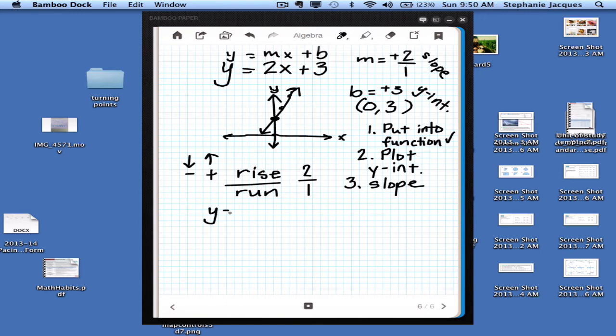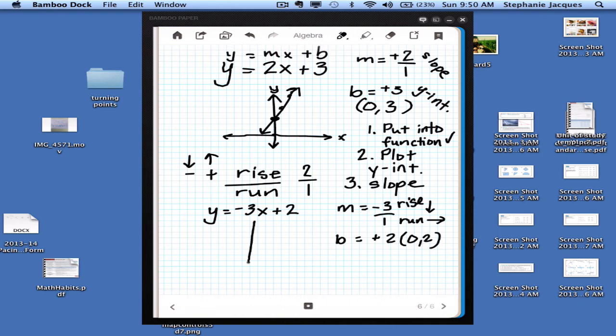Let's try this one. Y equals negative 3x plus 2. So we're going to identify our parts. Remember the x and y are coordinates. Our m value is negative 3. That means the rise is a negative 3, so you'll be going down. And the run value is a 1 because I need to make it a fraction. And then my y-intercept, my b value, is positive 2 or 0, 2.